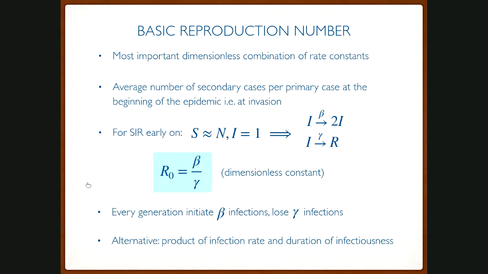Now, this number here is one of the key prognostics of how the epidemic will go. And you could think about it in two ways. You could think about it in terms of this birth-death way, in which every generation we initiate beta infections and then gamma infections die off, so they go to recovered. Or you could also think about it as a product of an infection rate, which is the beta, as I said, describes, for example, your contacts with susceptibles, and the duration of infectiousness, which is the lifetime of I, the 1 over gamma term before. So beta times 1 over gamma.